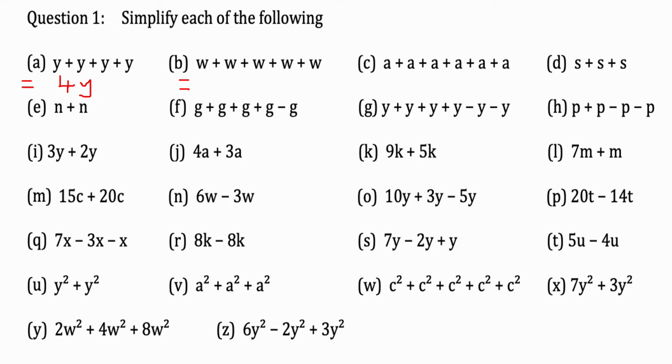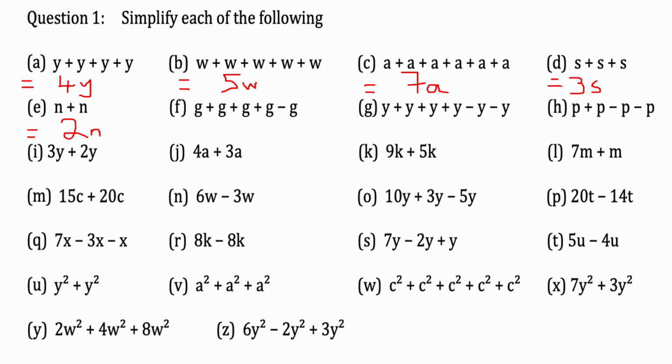Part B, w plus w plus w plus w plus w, that's equal to 5 lots of w, which is just 5w. 5w means 5 times w, 5 lots of w. Part C, a plus a plus a plus a plus a plus a is equal to 7 lots of a, which is just 7a, guys. Part D, s plus s plus s is equal to 3 lots of s, which is just 3s. Part E, n plus n is equal to 2n.